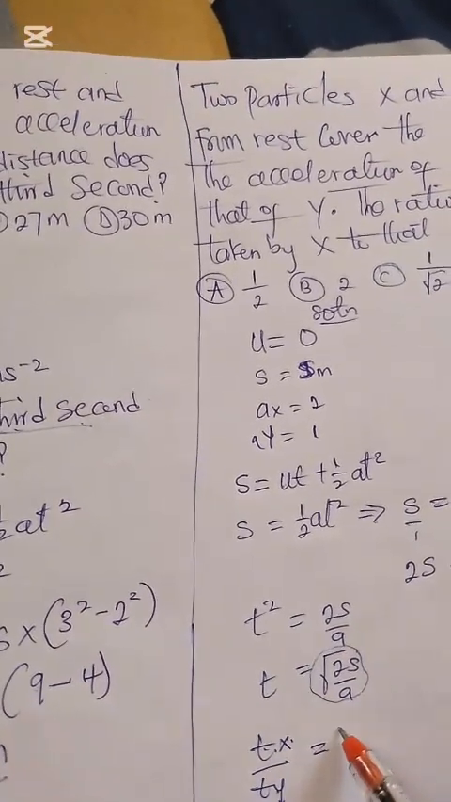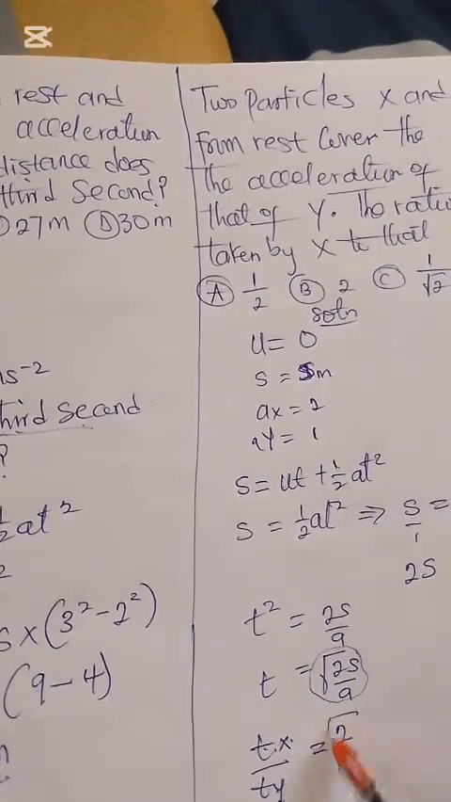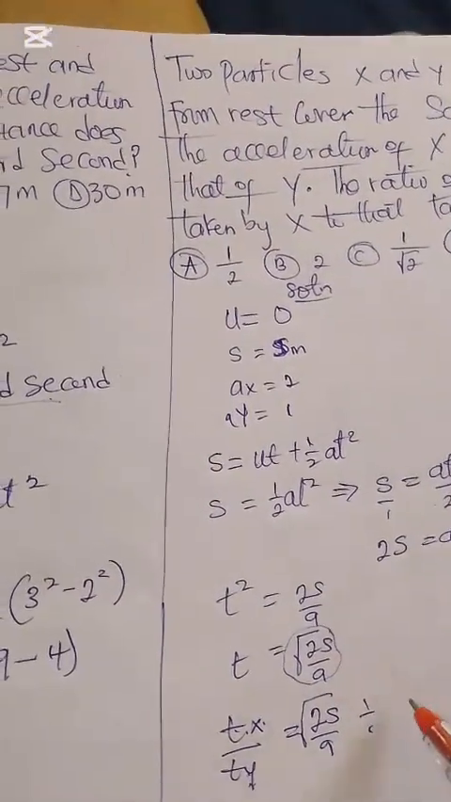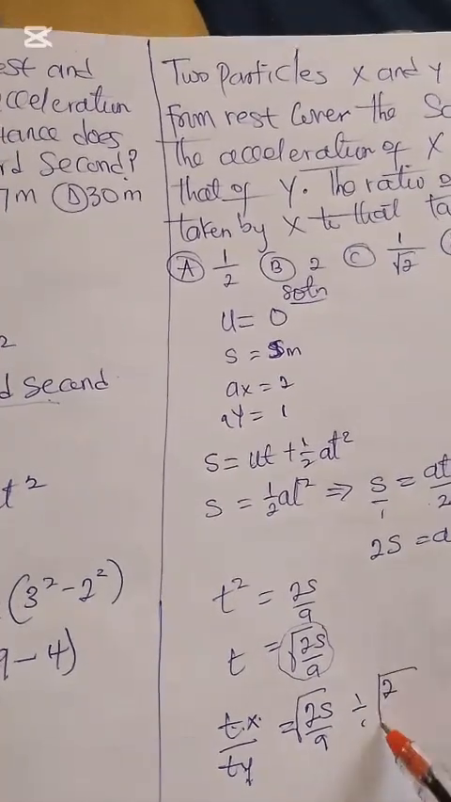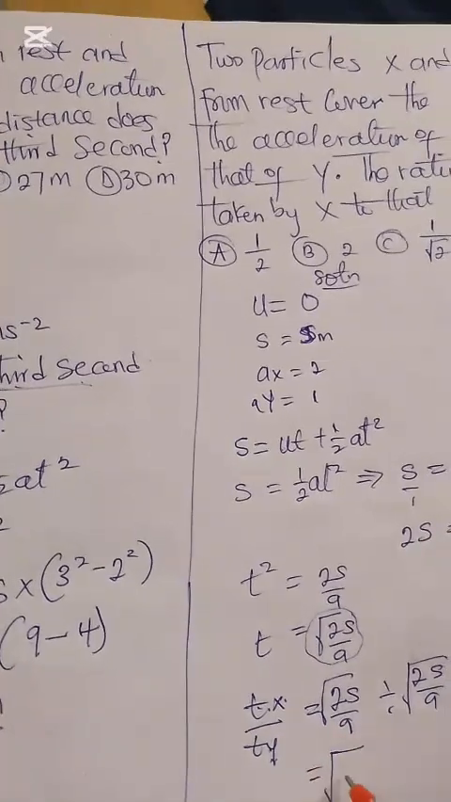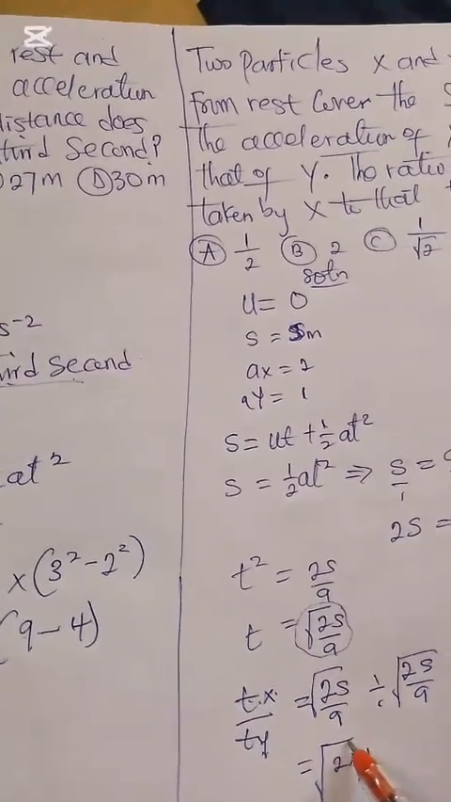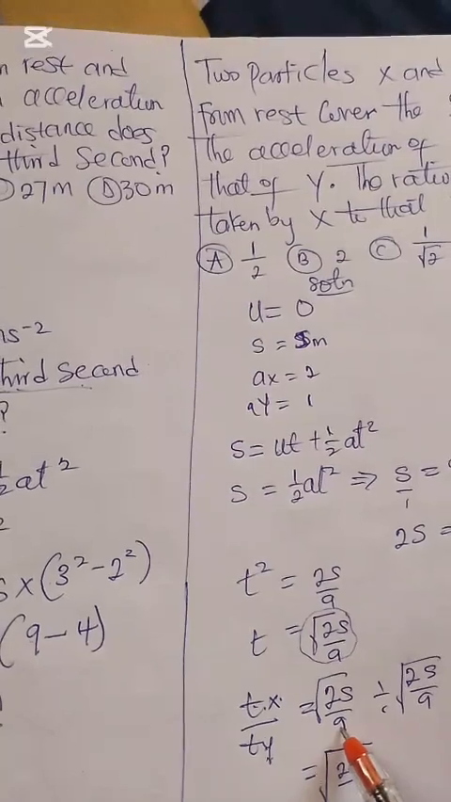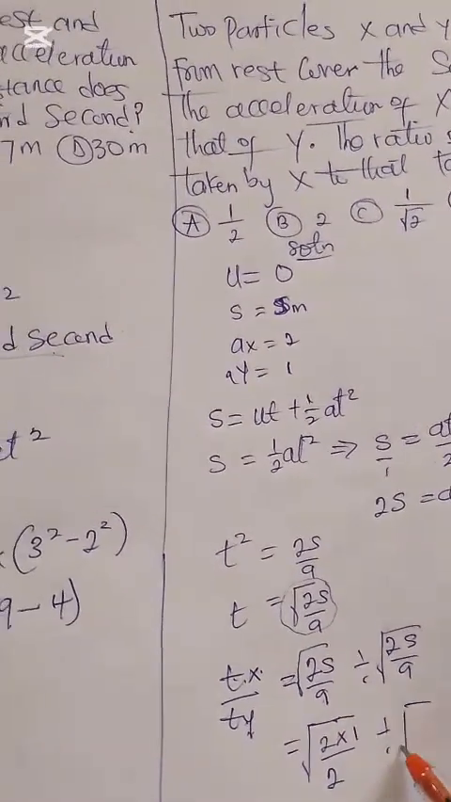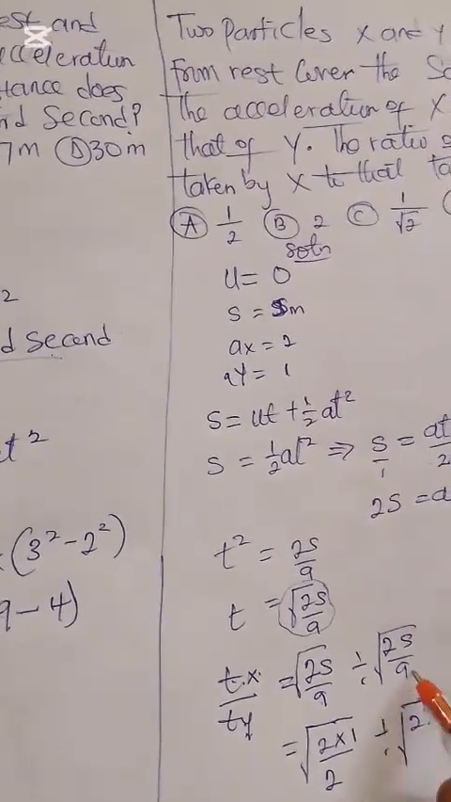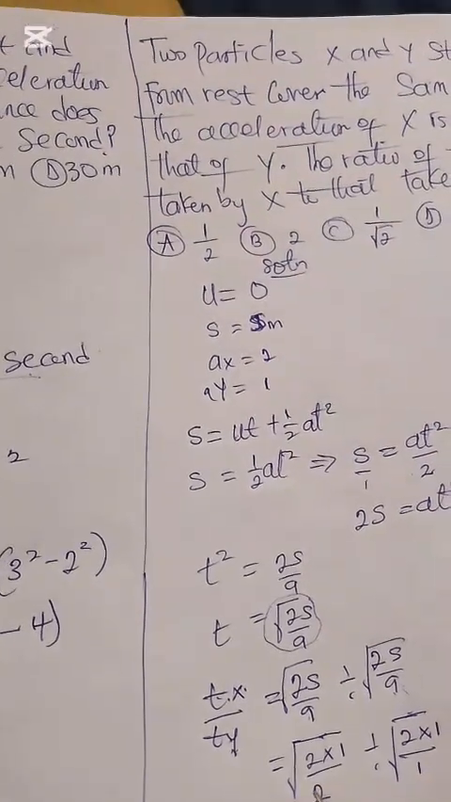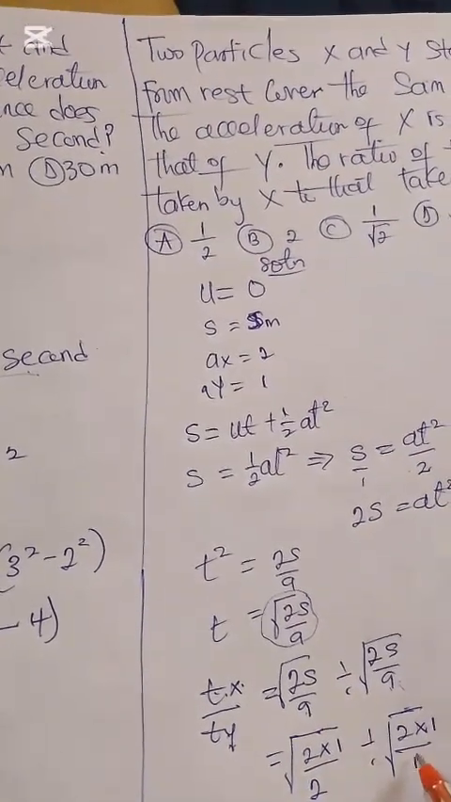So the time for x will be the square root of 2s over a, divided by the time taken by y, which will also be the same thing, the square root of 2s over a. This will now be equal to the square root of 2 times the distance, let's call it 1, divided by the acceleration of x, which is twice, so 2, divided by that of y, the square root of 2 times the distance, 1, divided by the acceleration of y, which is now 1. Remember, the acceleration of x was twice that of y.